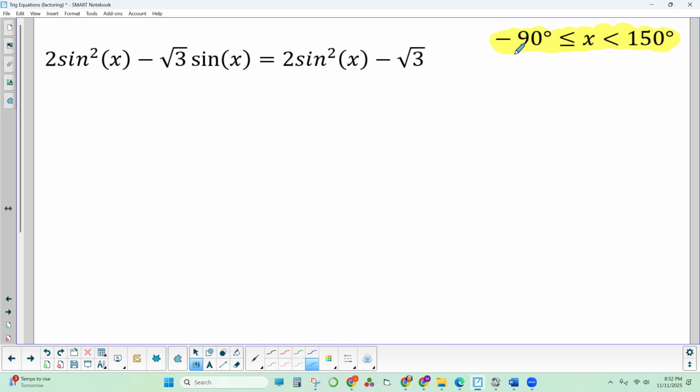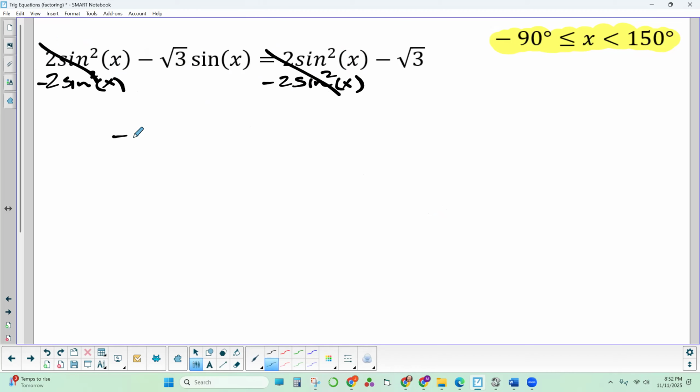Here we are back to degrees. We are looking in the interval of negative 90 to 150 degrees. So let's come over here and get started. Okay, so I like to observe what I'm looking at here. I've got a sine squared, I've got a sine, I got a sine squared, and I got a constant here. So I'm going to move this square over. I'm going to subtract that from both sides.